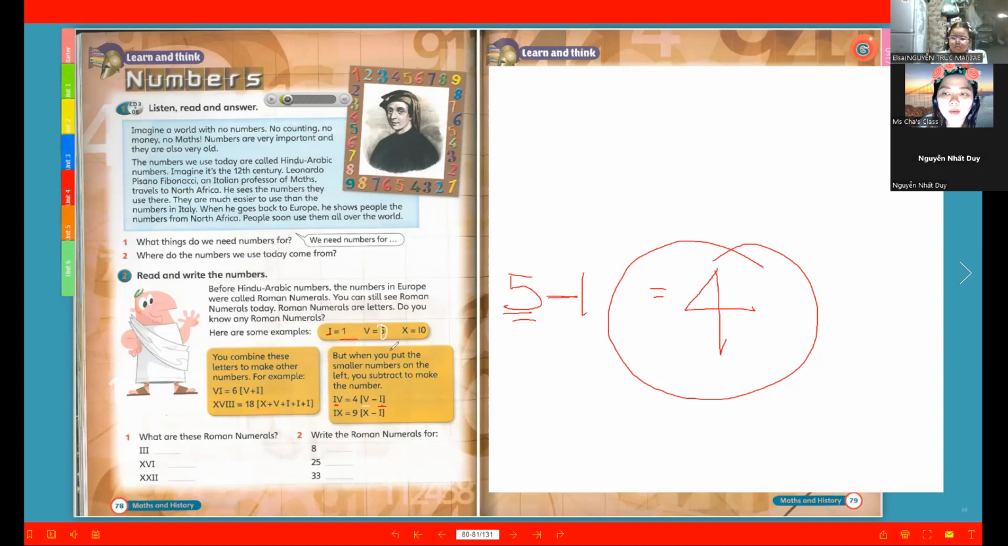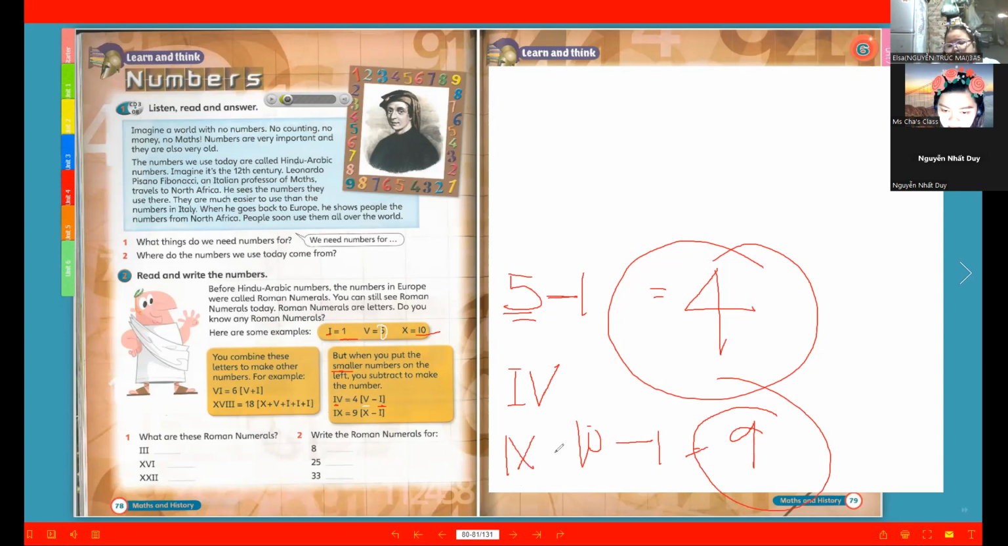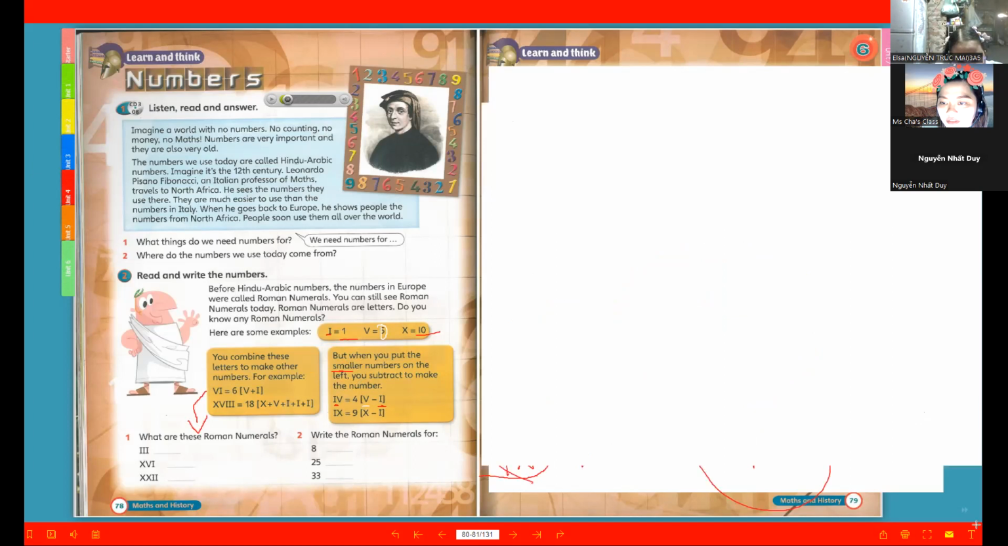Now, this time around, what you're going to do here is, it says that when you put the smaller numbers on the left, you subtract to make the number. So in here, it's going to be IV. And in this one right here, X minus 1, X that is 10 minus 1, 9. So you're going to put them IX. That is number 9. Okay. So don't worry, we're just going to do the basics, because this is not a math class, all right? So no need to focus mainly on the difficult ones.